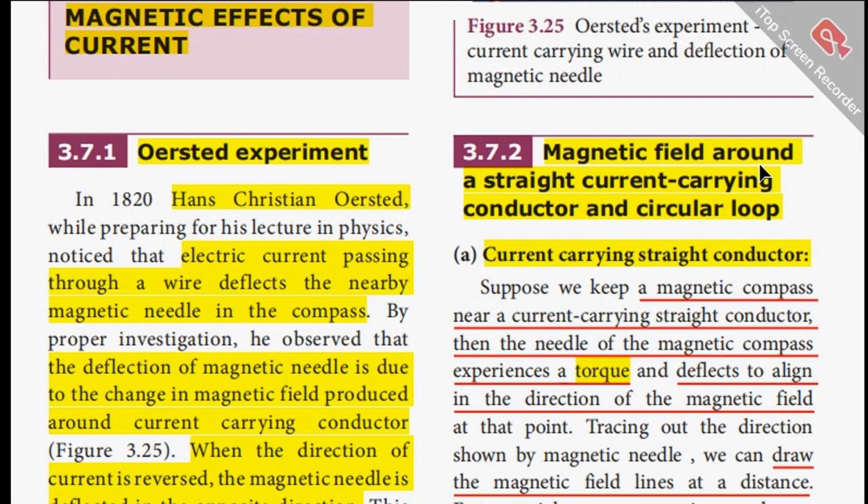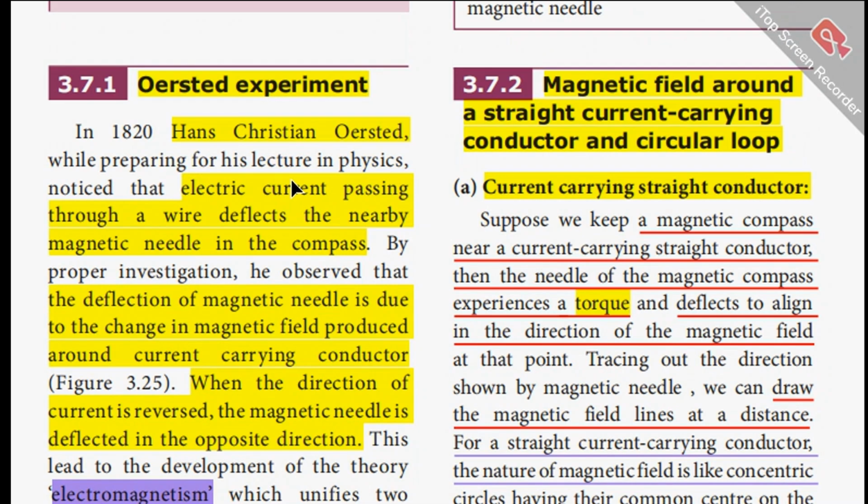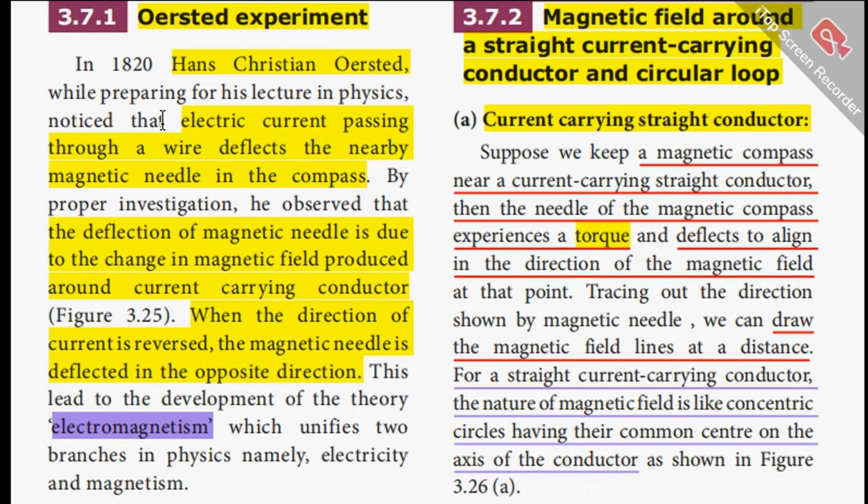Dear students, in this video we are going to study about the magnetic effects of current. Now let us first study about Oersted experiment. In the year 1820, Hans Christian Oersted, while preparing for his lecture in physics, noticed that the electric current, when passing through a wire, deflects the nearby magnetic needle in the compass.